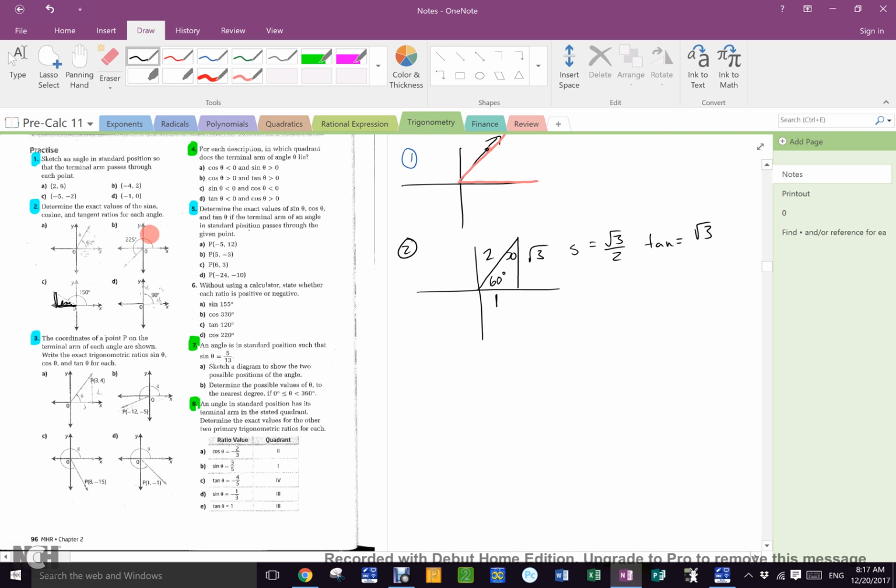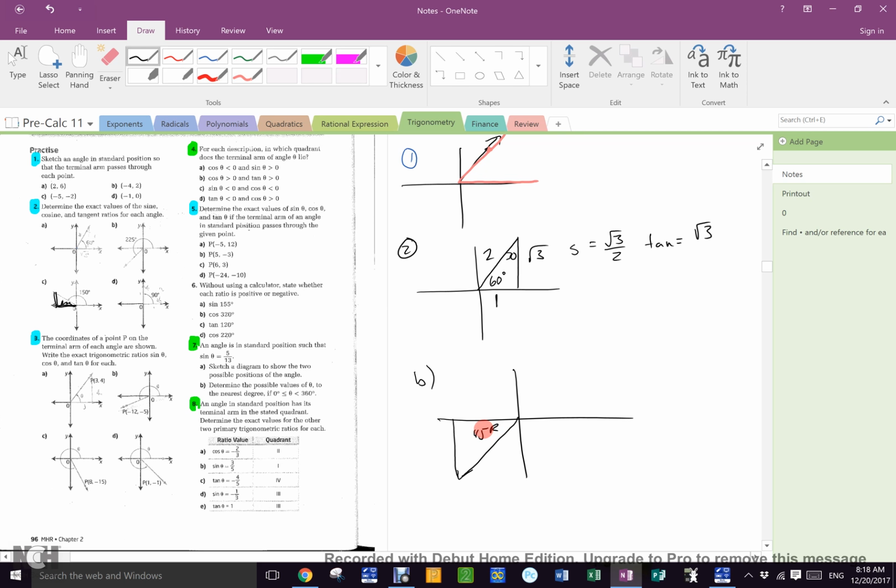I'll do 2B with the 225. So 2B, I had 225, which means I'm down here, right? So if I'm going to do SOHCAHTOA with that, I have to use the reference angle, don't I? And what is the reference angle when it's 225? 45. So all I do is I check my sine, cos, tan of 45.